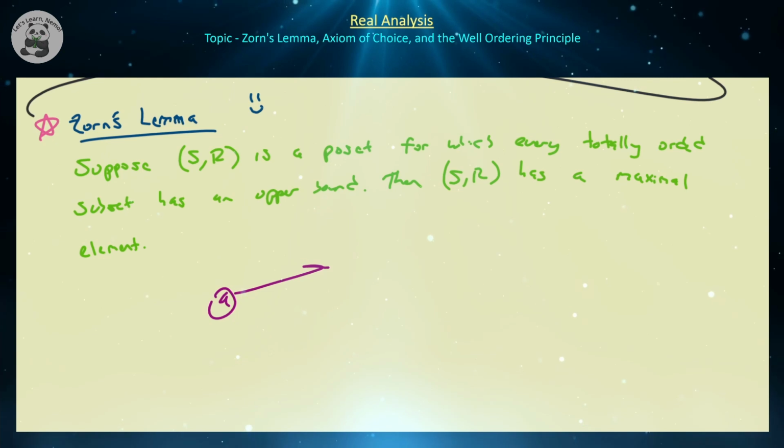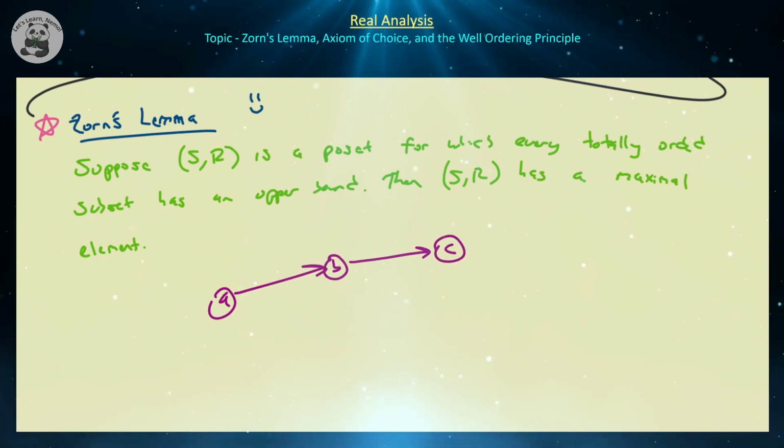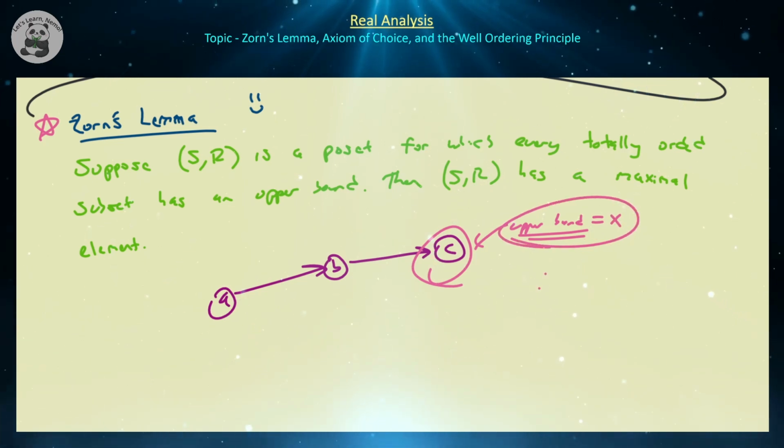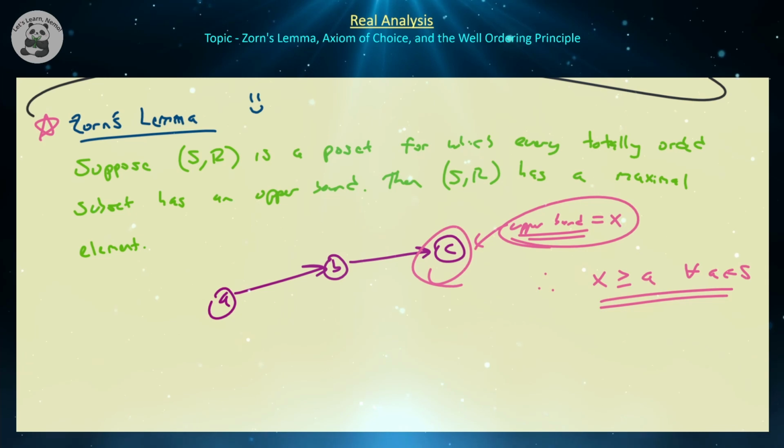So let's assume that we have A, B, C, obviously a poset. Also, if we look at just A, B, C, that chain, it's also, of course, a toset as well, right? So in this particular picture, C is an upper bound, right? So when we say upper bound, and let's assume that this is called X, that means that X is greater than or equal to A for all A in that set S, right? Now, it doesn't have to belong to that set. In this particular example, it does.